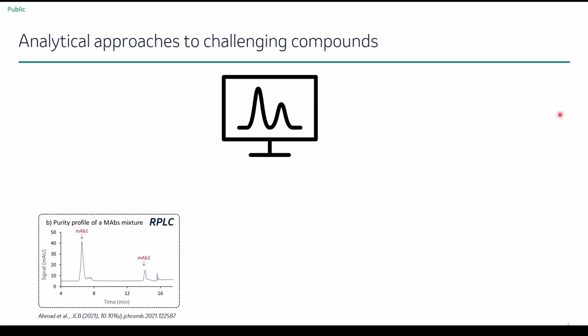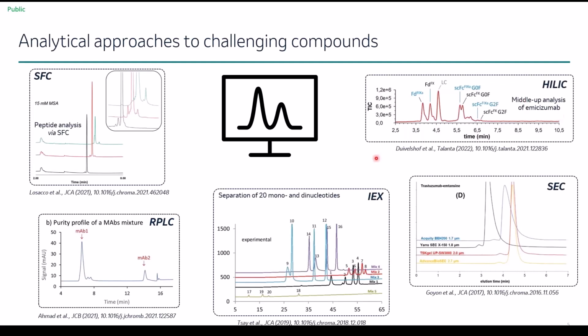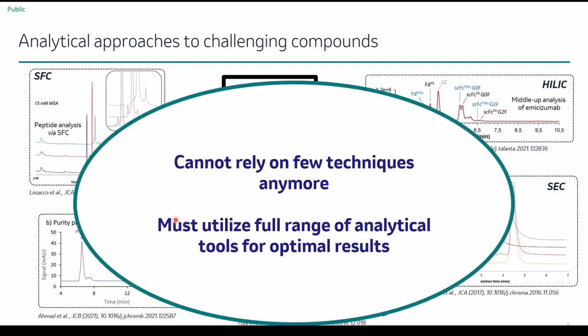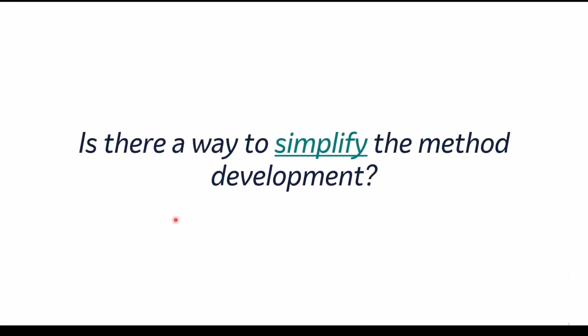However, if we want nowadays to obtain the best results, we need to utilize a variety of techniques. Therefore, we cannot rely on a few techniques anymore. We must utilize the full range of analytical tools, supercritical chromatography, HILIC, size exclusion, ion exchange, if we want to keep obtaining the same optimal results that we used to achieve 20, 30 years ago with much simpler entities.